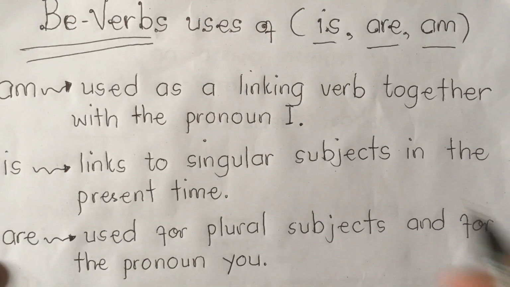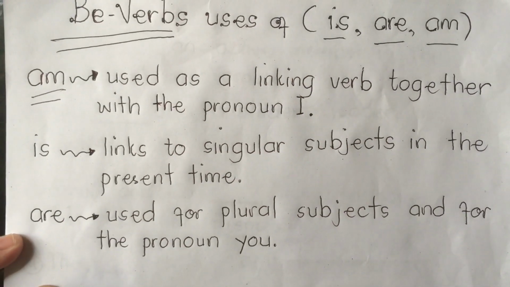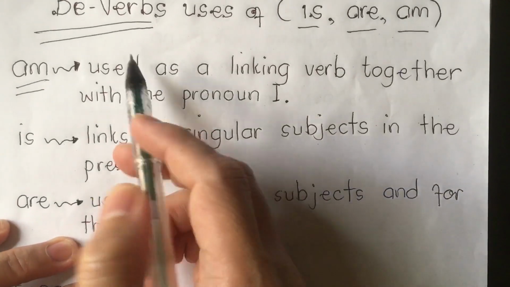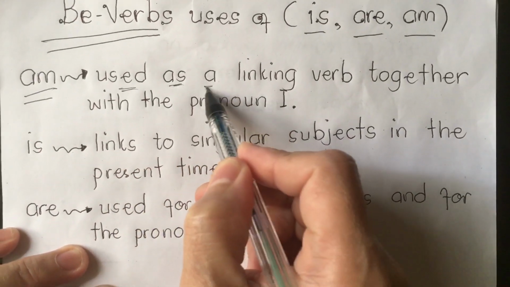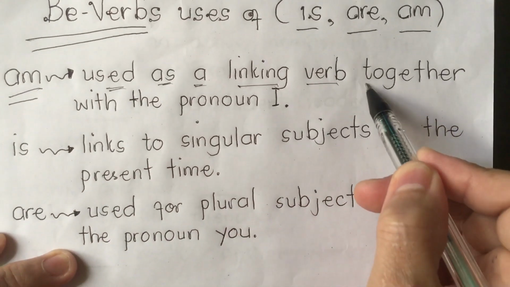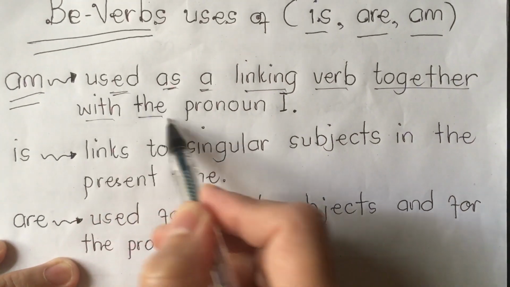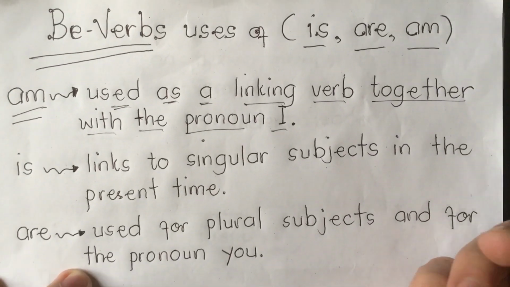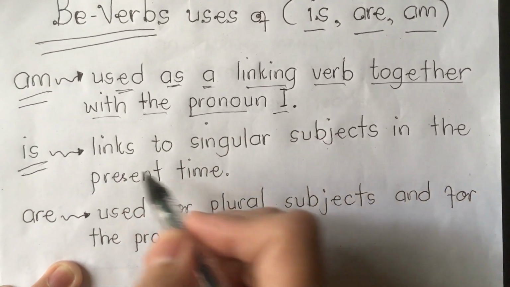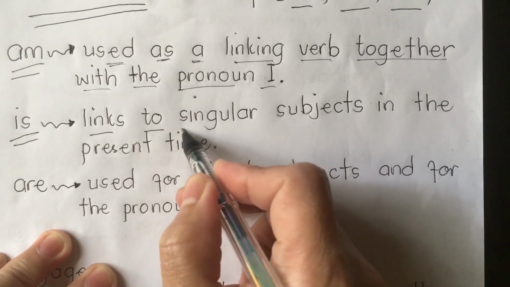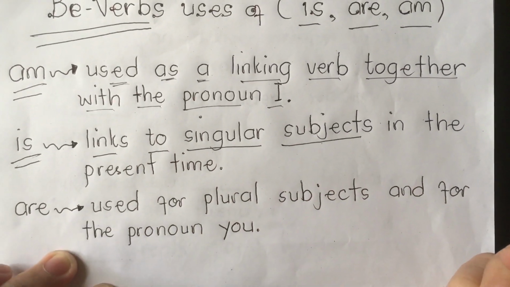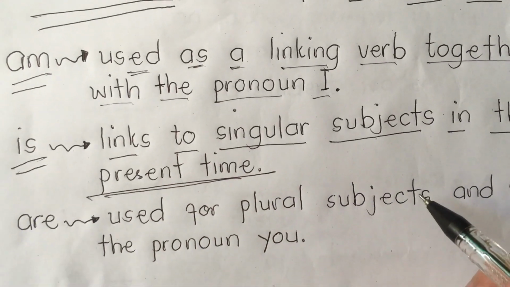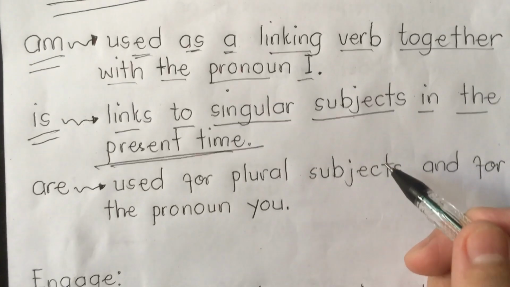We're going to discuss first am. When do we use am? Remember, in be verbs form, we have am used as a linking verb together with the pronoun I. That's how we're going to use am. Is links to singular subjects in the present time. Singular means to say one.